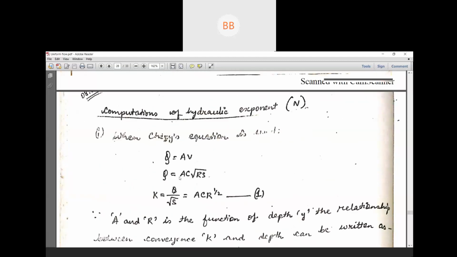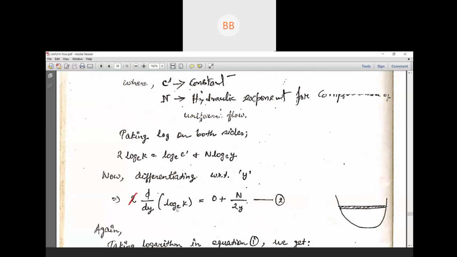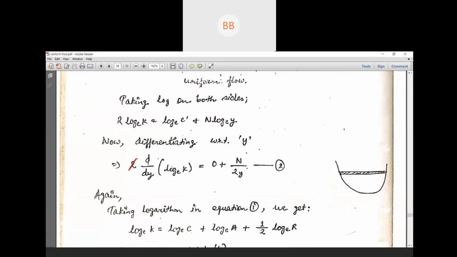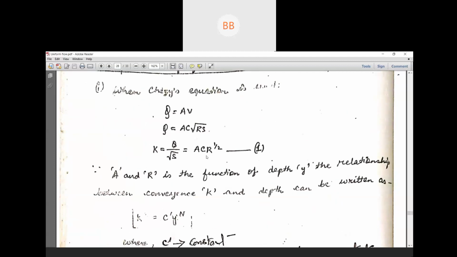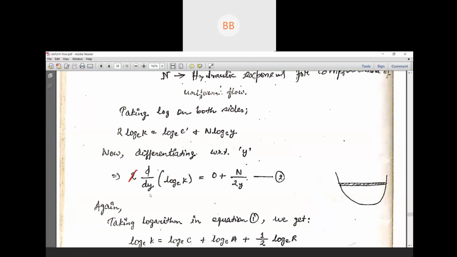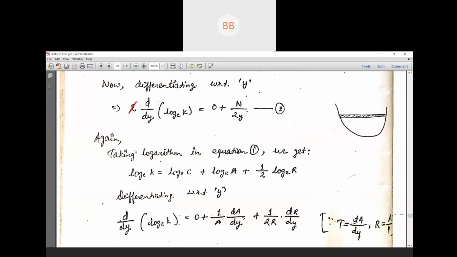Then in the first equation, what we do here also, first we take logarithm on both sides, then we differentiate with respect to y, so that on the left hand side we get the same expression as equation number 2, that is d by dy log e k. Then we can equate both equations, replacing the left hand side of equation 2, so that we can get an expression for our hydraulic exponent. That is why the next step is to take logarithm of equation number 1.